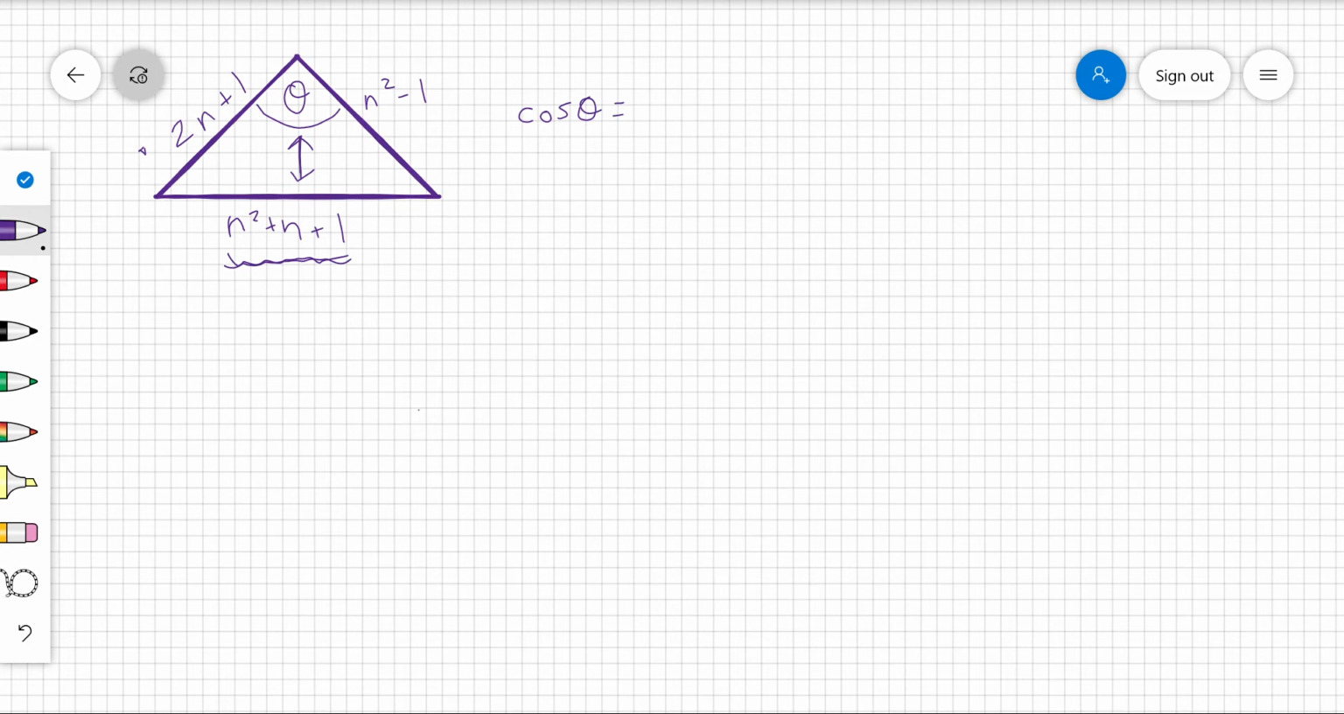theta. And for cos theta, we have 2n plus 1 squared, so our two sides next door squared. So that one plus that one minus the opposite side squared. So a squared plus b squared minus c squared, over 2ab, or however you remember the formula, which is in your formula booklet. All right, and we need to find this angle, interestingly enough.